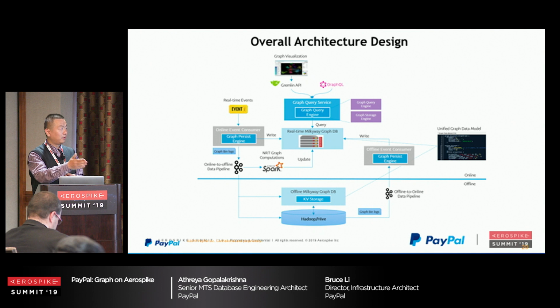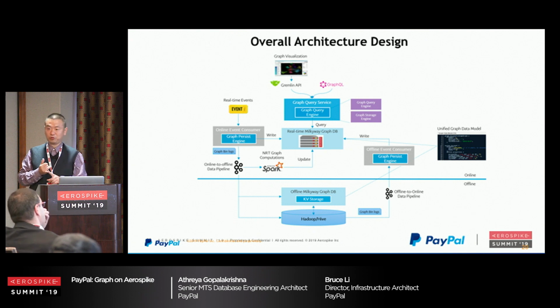So another data pipeline is the offline to online data pipeline. It serves several purposes. One is backfill.